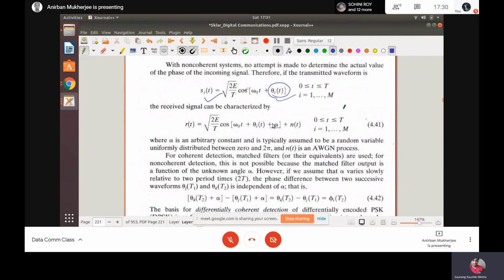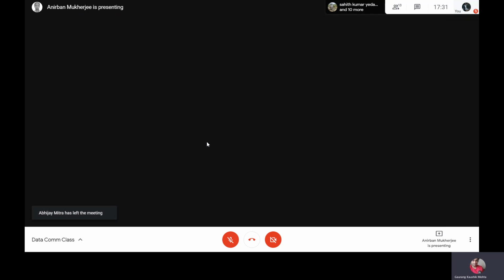Earlier, in coherent detection, this term was not there. Why I am putting this plus alpha is because earlier, when you had your RT, you knew where it lay: say this is 0 and this is T, and you knew these correctly.